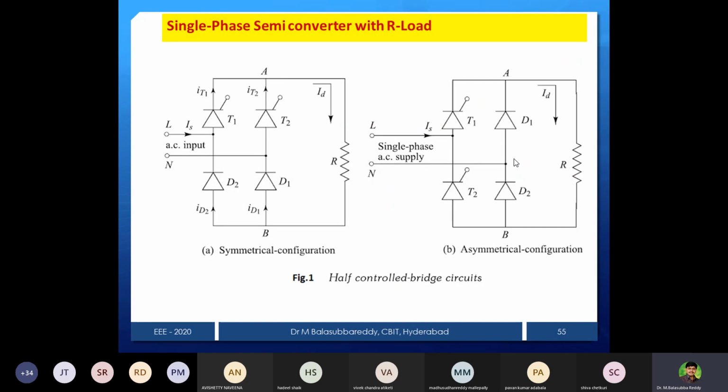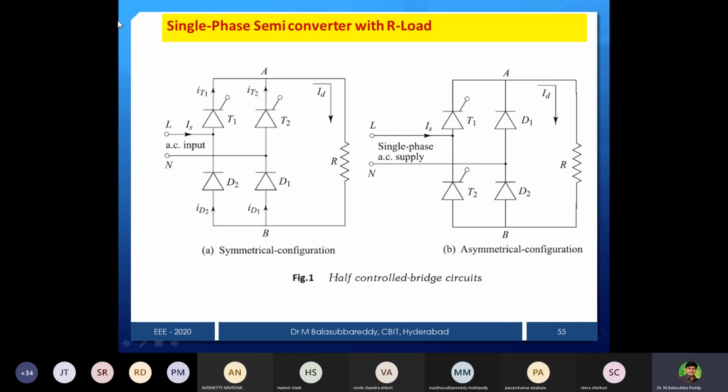Don't confuse anything. The only difference is that the device conduction durations are different. If all the devices, T1, T2, D2, D1, conduct for the same duration, then we call it a symmetrical configuration. And asymmetrical configuration means that at any particular instant, in the RL load case I'm telling, the T1 durations are different and the diode durations are different. That's why it is an asymmetrical configuration.